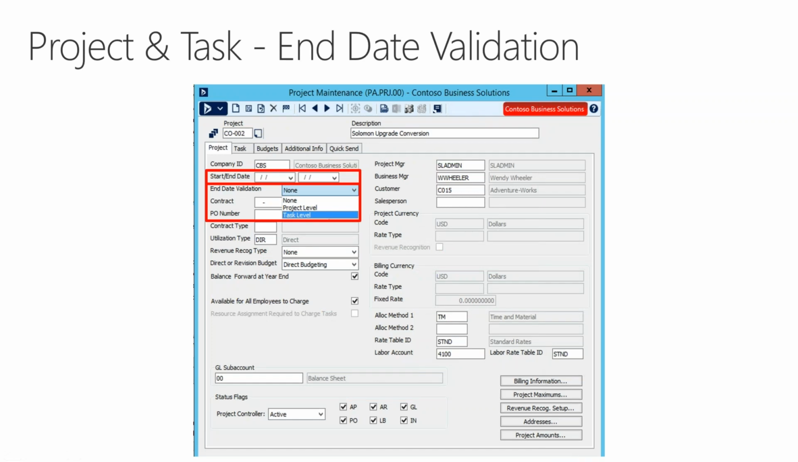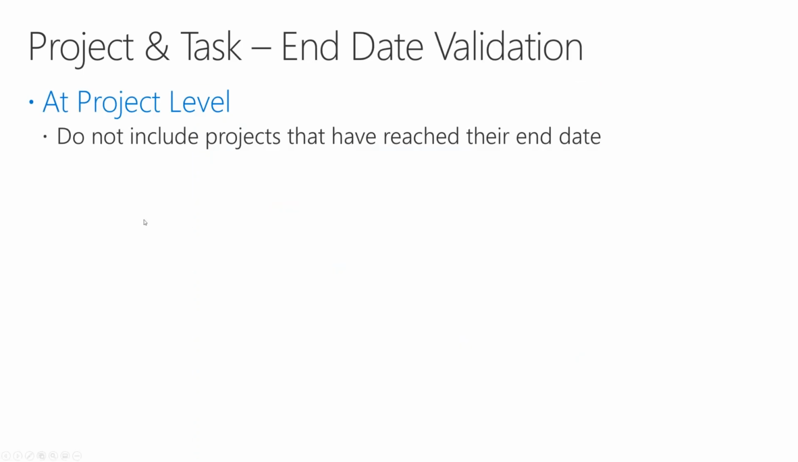Now, the next thing that we did is around projects and tasks. We've had the start and end dates of projects and tasks in this system since the beginning of time, at least from what I can remember. But the end dates really didn't do anything. They were just there for informational purposes. So we got a lot of suggestions that said, let's do something with that end date. Let's make it mean something when we're doing our data entry.